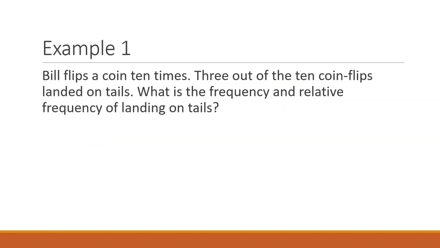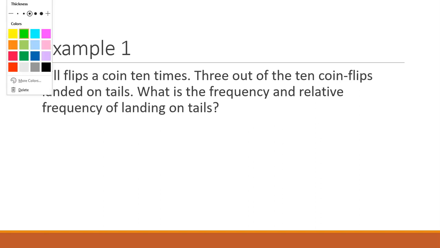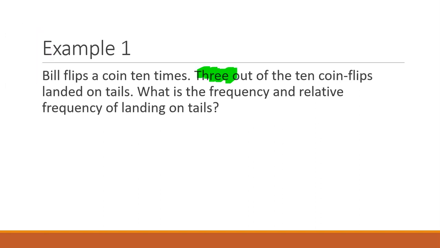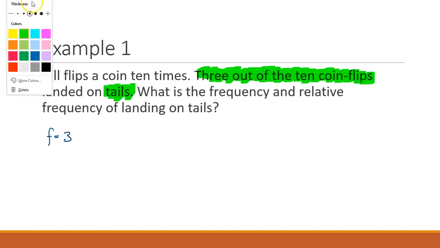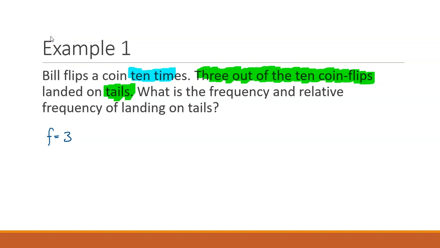So, Bill flips a coin 10 times. 3 out of the 10 coin flips landed on tails. So F is equal to 3. Now, how many samples did we get? Well, Bill flips the coin 10 times. So the experiment was run 10 different times, so N equals 10.